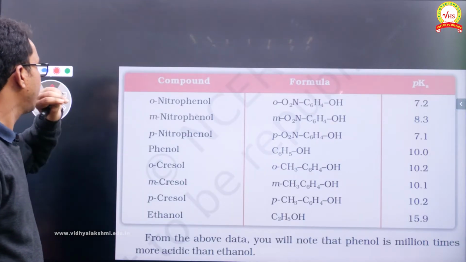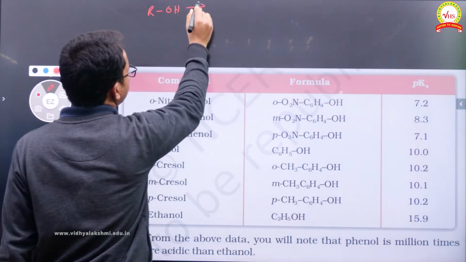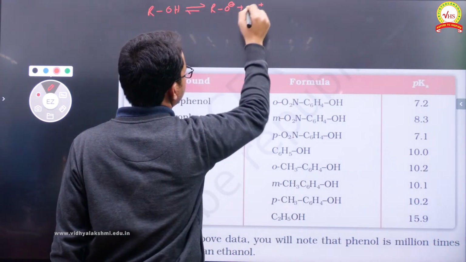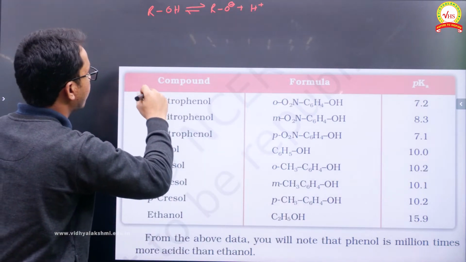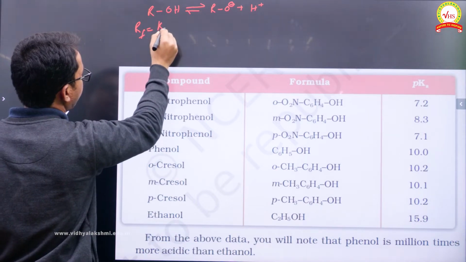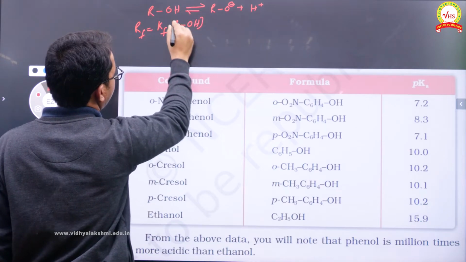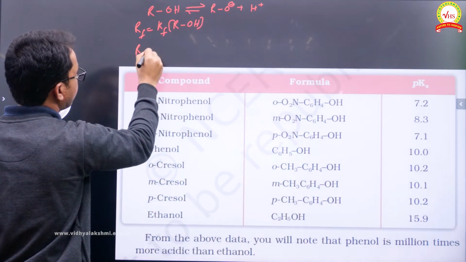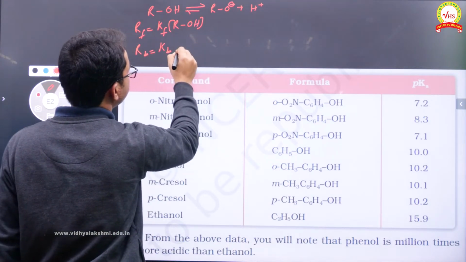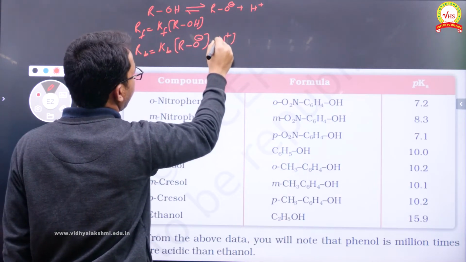Now simply, if you take any acid, for example, let us take alcohol, ROH. On dissociation, what happens? It forms RO minus plus H plus. Let us take the rate of the forward reaction. What is the rate of the forward reaction actually? The rate of the forward reaction is nothing but the rate constant of the forward reaction times the concentration of alcohol. The rate of the backward reaction is nothing but the rate constant of the backward reaction times the concentration of alkoxide ion and the concentration of H plus ions.